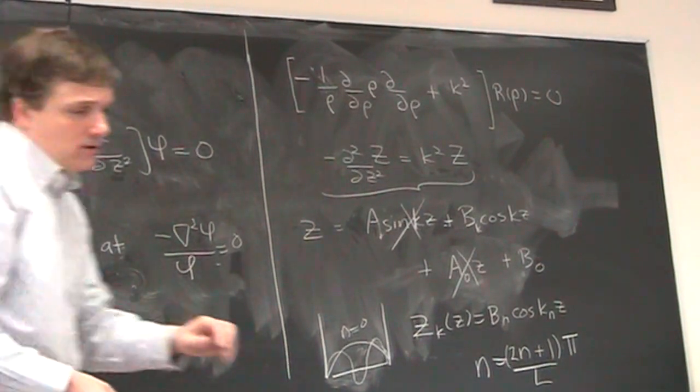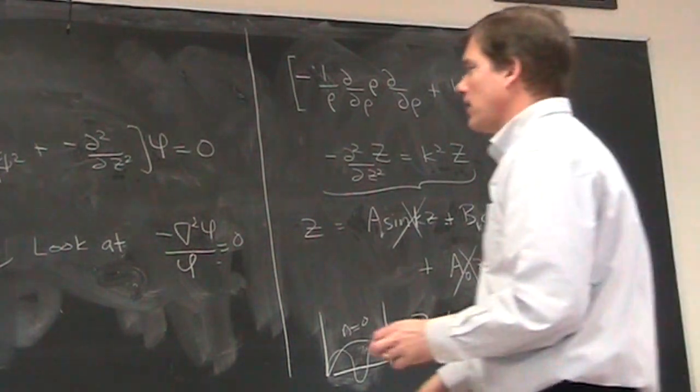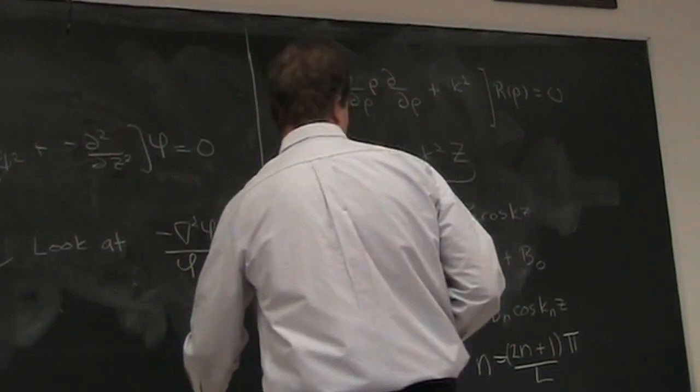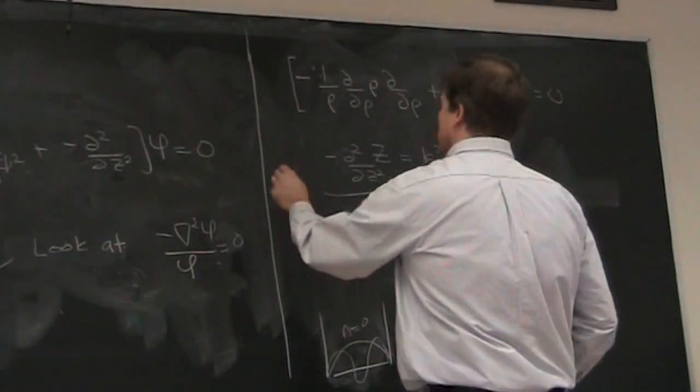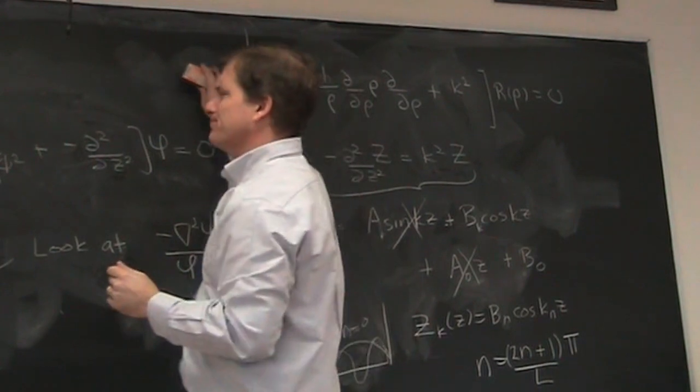Okay, now, once you have these functions, you know the Z's, you know the allowed values of k, you can go ahead and return to the more difficult equation. So this is, return to this R equation.